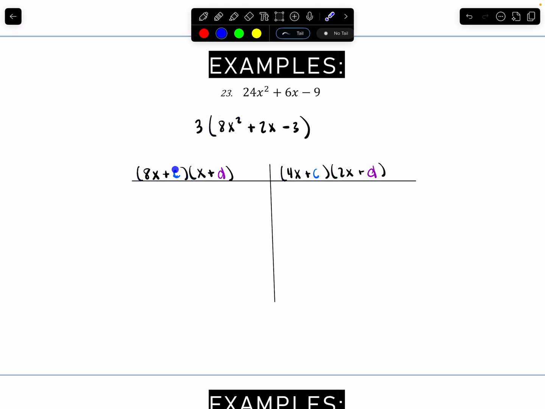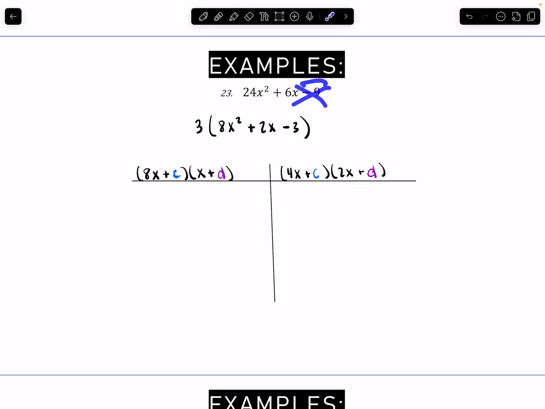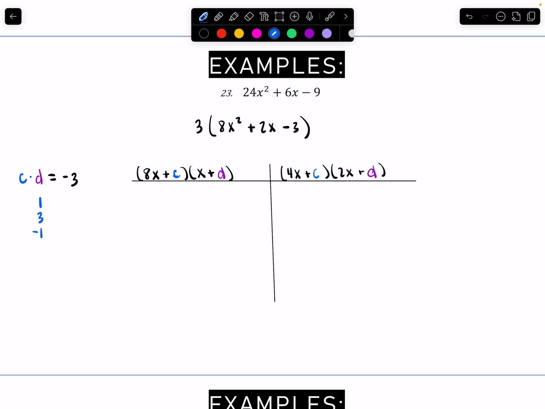Now, it's still going to be the case that our C times our D, whether we're working with this guy or this guy, will always give us our constant term, which is not -9, it's -3 now. So we can go ahead and write over here, because this is the case for both of these scenarios, that C times D has to multiply to give me a -3. So we write our options. We got 1, 3, -1, -3, and -3, -1, 3, 1.